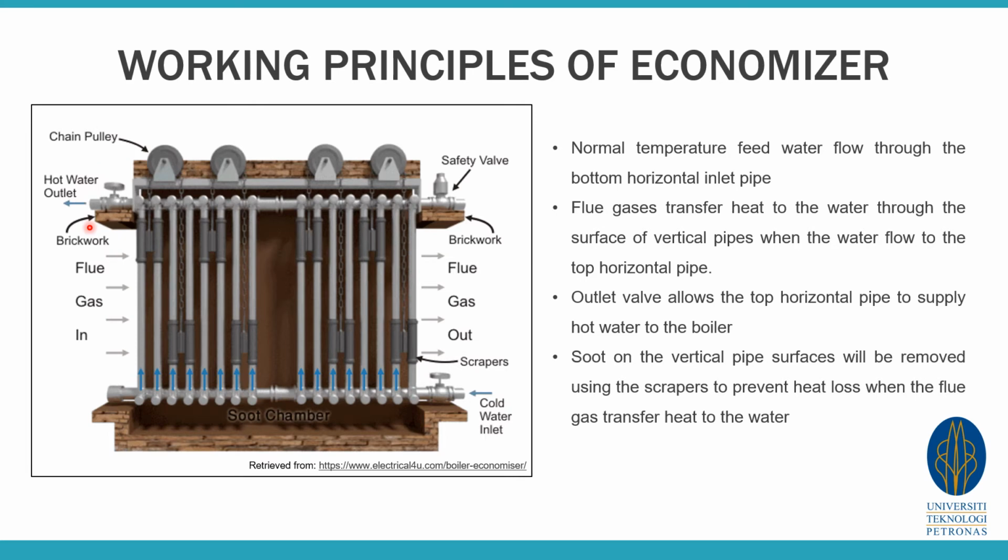The flue gas will have ash particles mixed with it, which will get deposited and produce a thick layer of soot on the vertical pipe surfaces. The soot on the vertical pipe surfaces will be removed using scrapers to prevent heat loss when the flue gas transfers heat to the water. And finally, the soot will be collected from the soot chamber.